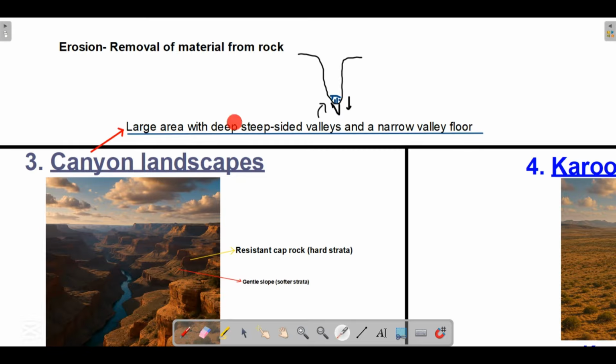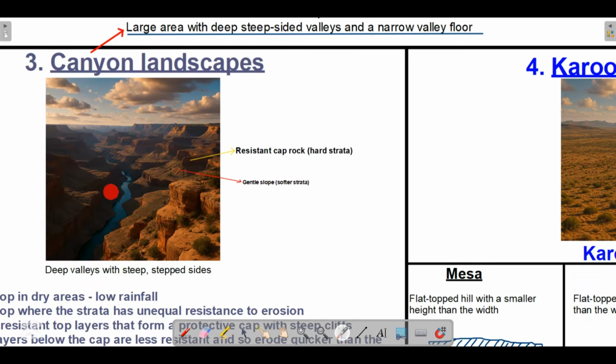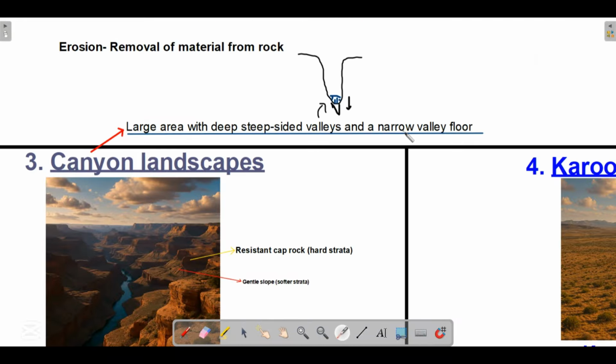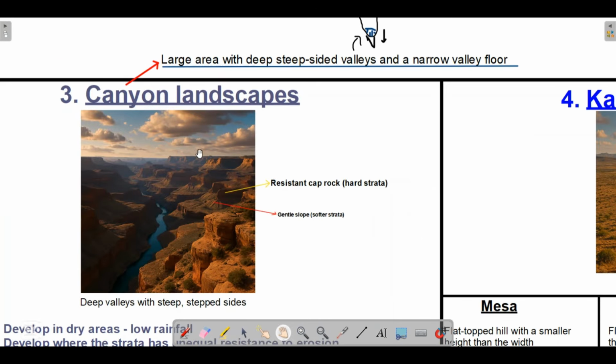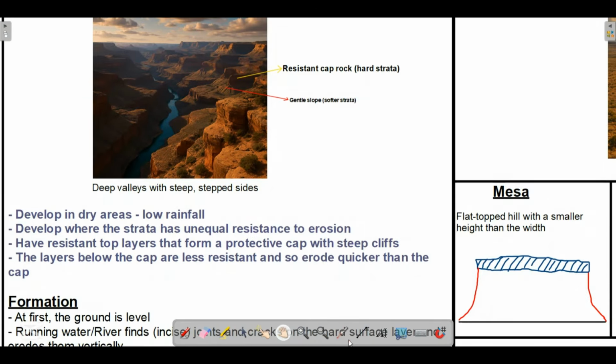So it's a large area with deep, steep-sided valleys. These are quite steep. Look at that, that is so steep. And a narrow valley floor. The valley floor is where you have your river. It's quite narrow, not wide at all. So we call this a canyon landscape. Now, canyon landscapes develop in dry areas where there's low rainfall. That is the first characteristic of canyon landscapes.